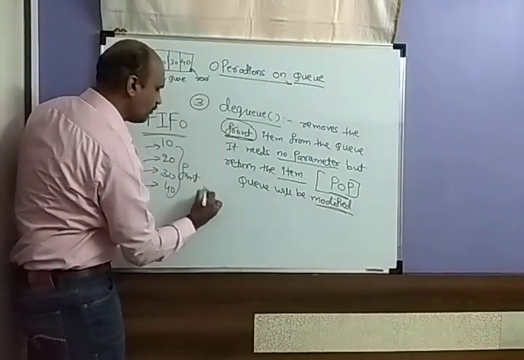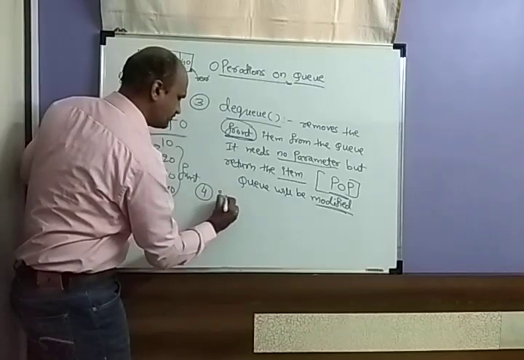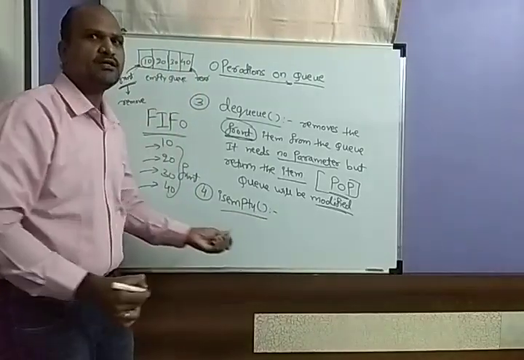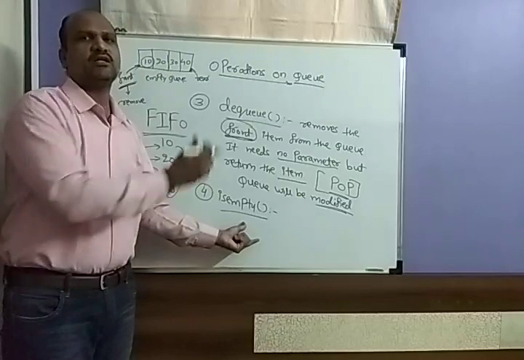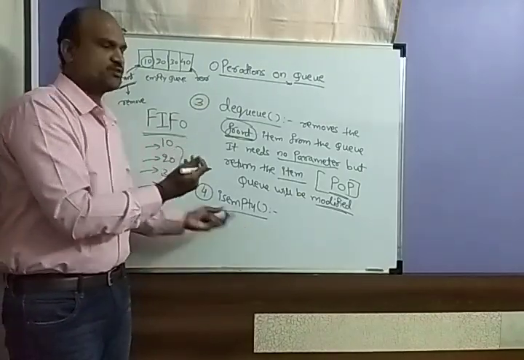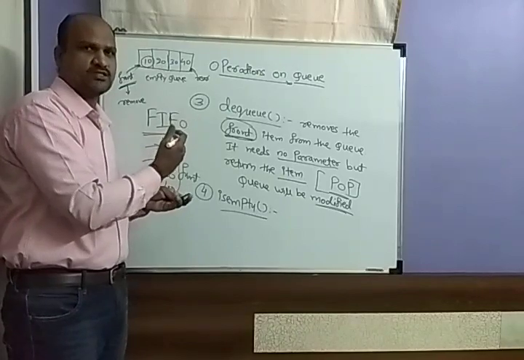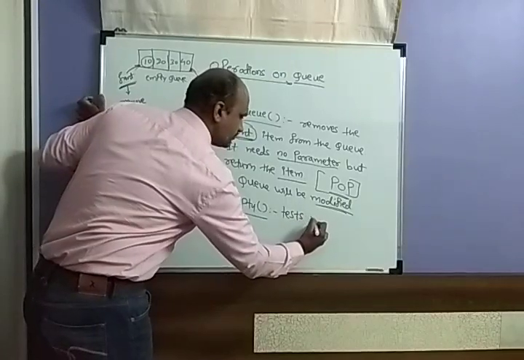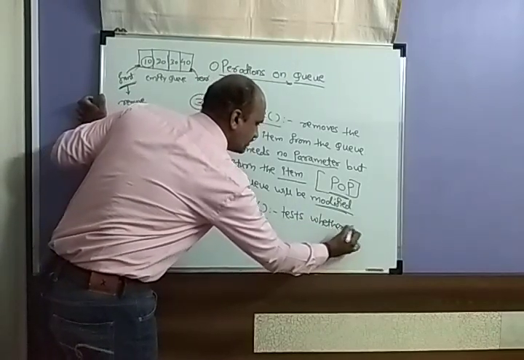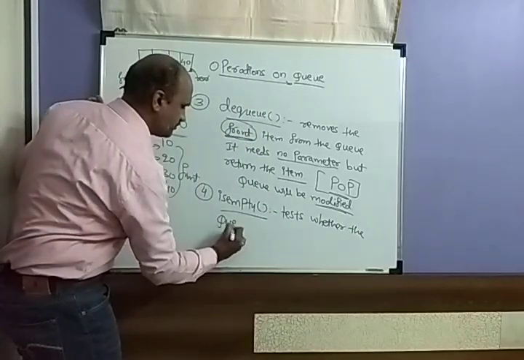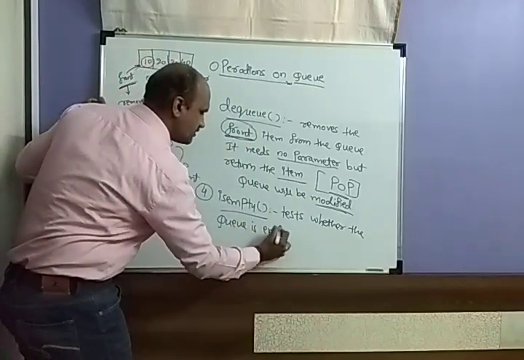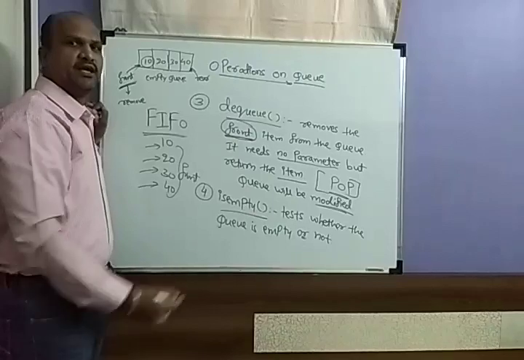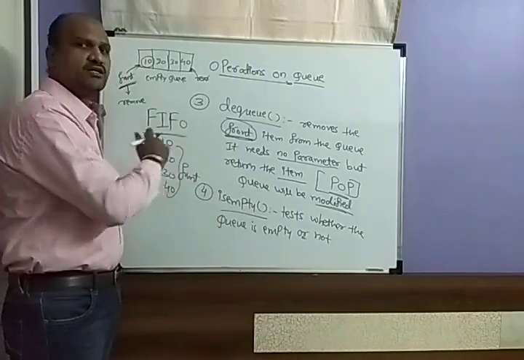Okay, so next, the fourth one, that is isEmpty. IsEmpty is the operation. So what will happen here? It tests to see whether the queue is empty or not. When you want to insert the item, you have to test first whether it is empty or not. It will test isEmpty, and it needs no parameters and it returns a Boolean value.